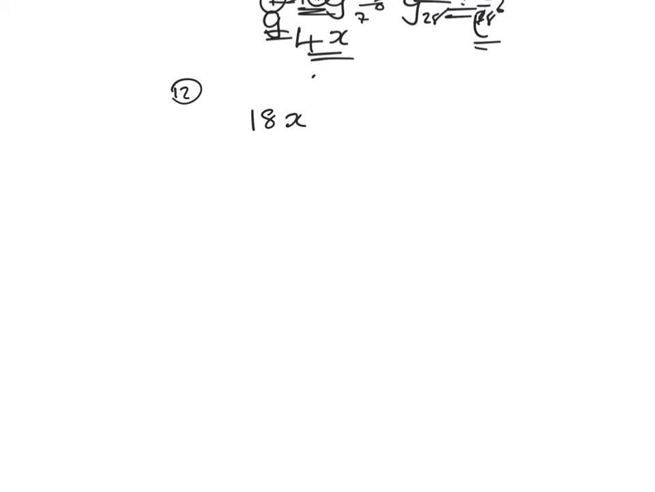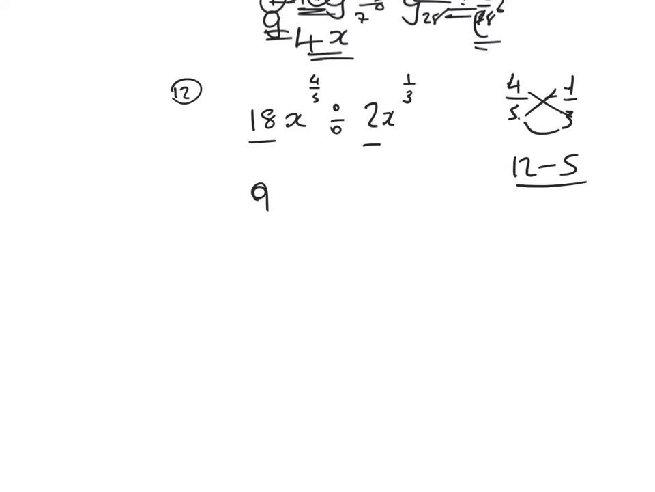18x to the 4/5 divided by 2x to the 1/3. Well, 18 divided by 2, that's easier, that's 9. And I'm going to subtract the powers. So I need kiss and smile again. 4/5 take away 1/3. Okay, 3 times 4 is 12, minus 1 times 5 is 5, over 5 3s are 15. 12 take away 5 is 7, 7 over 15. 9x to the 7/15.